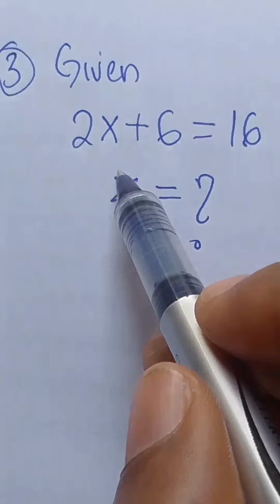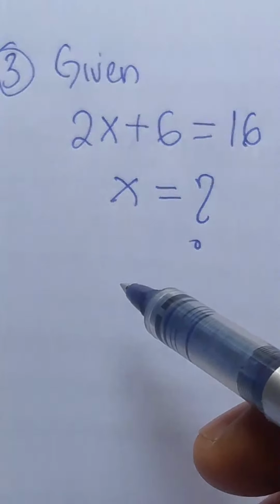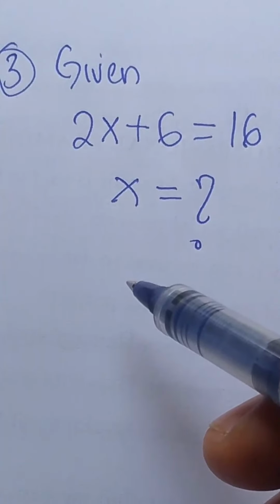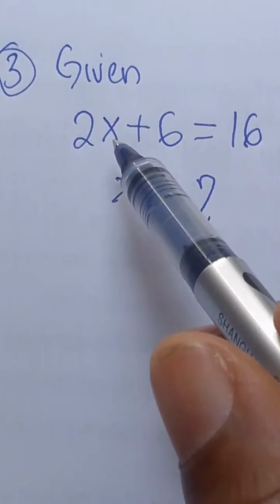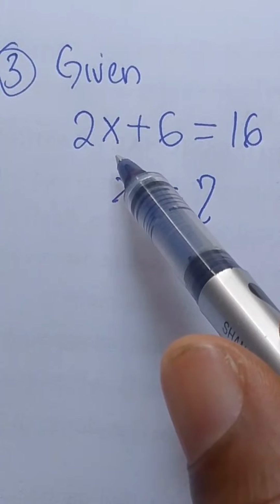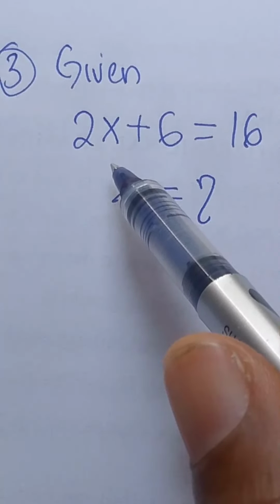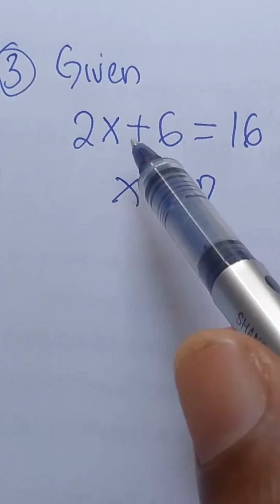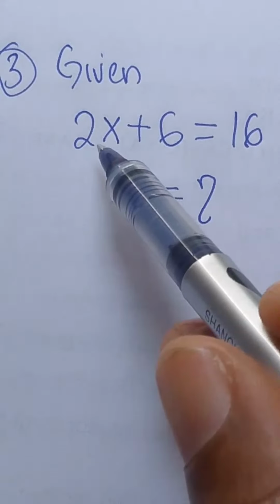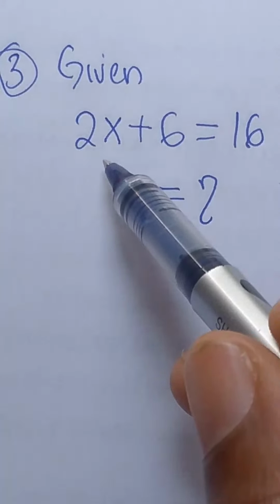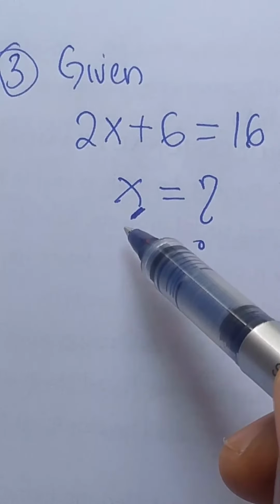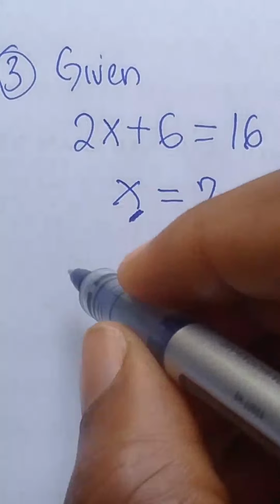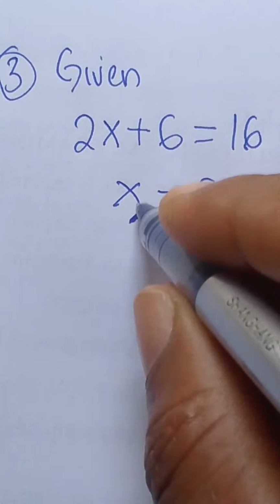Now, this question is from linear algebra. Now, what is algebra? Algebra is just a mathematical expression containing variables. Variables are those letters that you use to represent unknown numbers in an equation. Okay, look at this equation. We know 2, we know 6, we know 16, but we don't know x. So we are looking for x. So x is a variable.